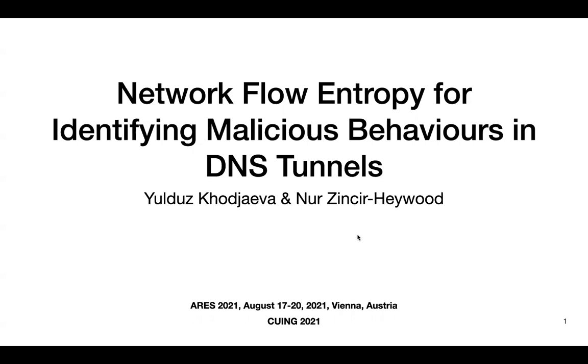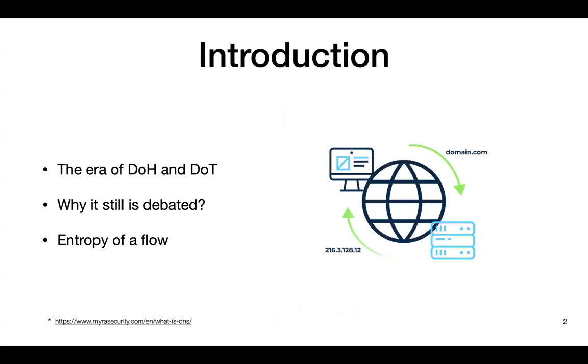My name is Yulduz Khodjaeva, and I'm going to present my paper, Network Flow Entropy for Identifying Malicious Behaviors in DNS Tunnels. The research was encouraged by the introduction of new DNS over HTTPS and DNS over TLS protocols in 2018. The idea behind DoH is to provide security and privacy by encrypting the data between the DoH client and the DoH-based DNS resolver.